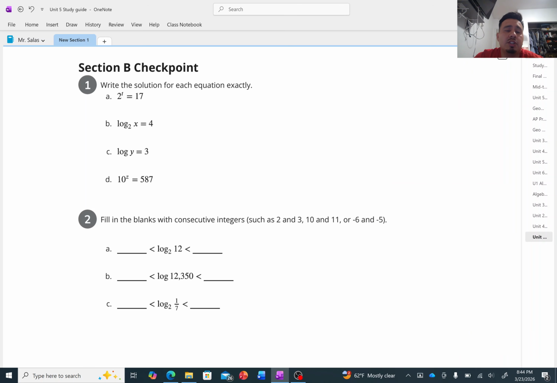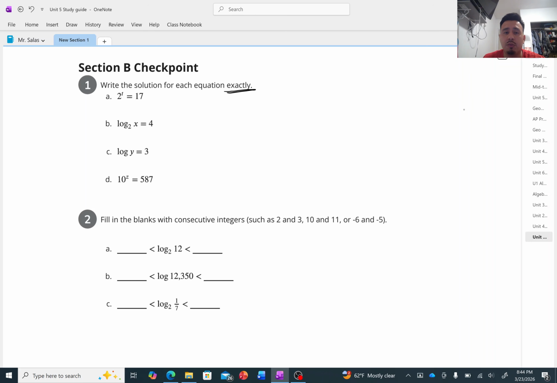Let's start with Section B, checkpoint. It says, write the solution for each equation exactly. Now, this is where the terms and the vocab actually matter. When they tell you to find the equation or the value exactly, they want the exact answer. Sometimes that might mean not writing out a full decimal response. That may mean just leaving it as a logarithm, something that you're not getting as a decimal or a fraction.